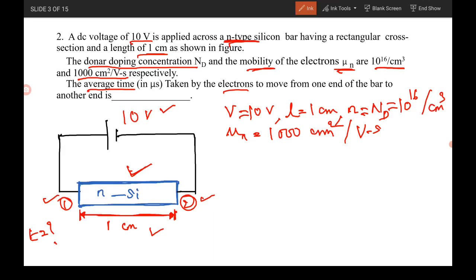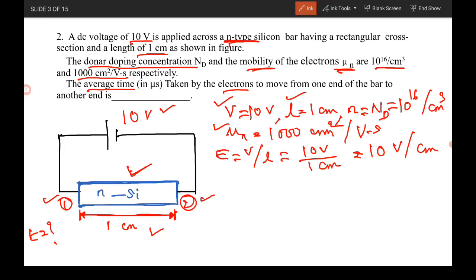So now how do we find the drift velocity? The velocity associated here is the drift velocity. Drift velocity is associated with the electric field. So we can find the drift velocity with the help of the mobility and the electric field. Now how do we find the electric field? E is represented as V divided by L. We have the values of V and L, so we can substitute here, and we get 10 volts divided by 1 cm. So what you get is 10 volts per cm. So we got the electric field. Now we can find the drift velocity.